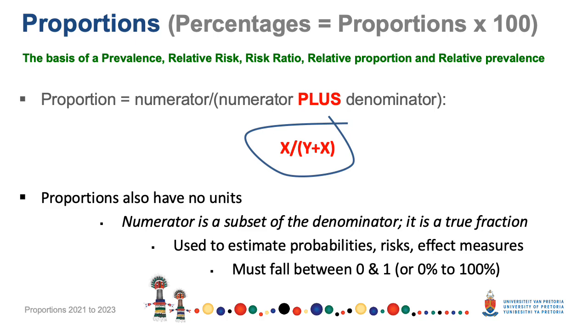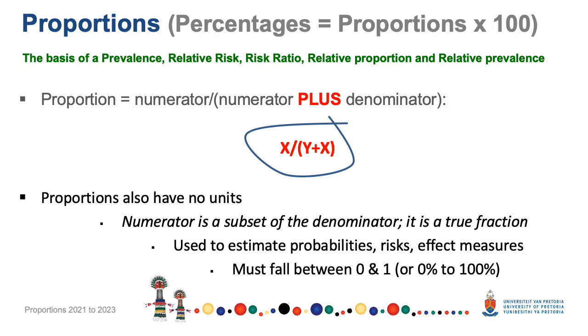And you'll see later in this course that we call that effect measure the relative risk or the risk ratio or the relative proportion and so on. So these again are very important epidemiological concepts. The proportion differs from the ratio in the sense that the denominator includes both the numerator and the denominator. So it'll be x over y plus x, whereas the ratio would have been x over y. The proportion is now x over y plus x. So x, the numerator, is also included in the denominator.